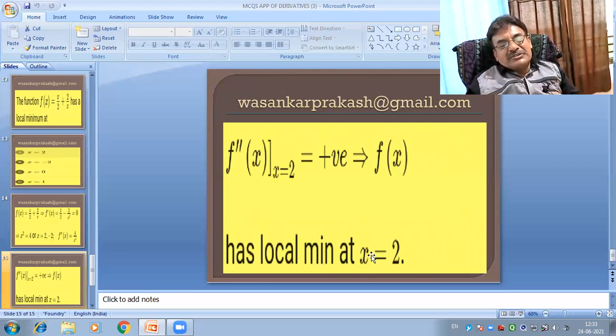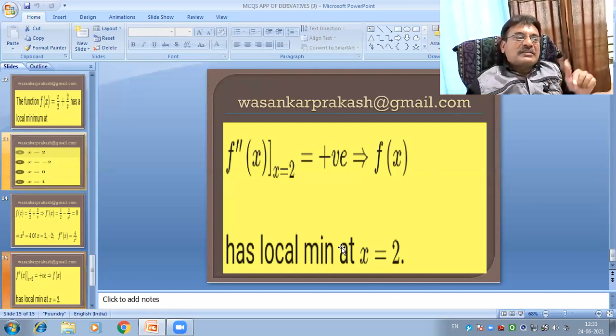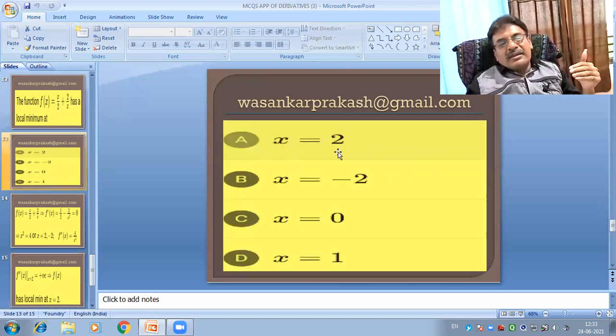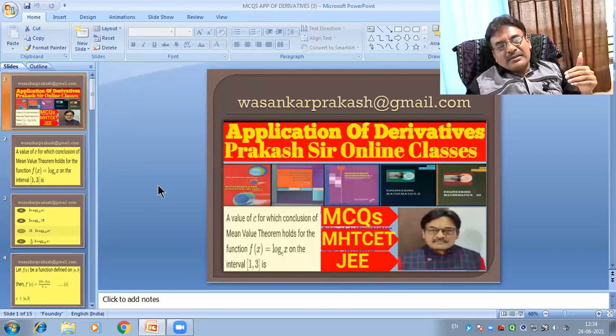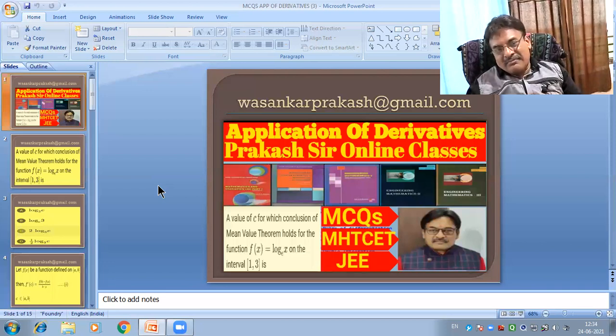Because for this value of x, f double dash of 2 is greater than 0. Therefore the given function f of x is equal to x by 2 plus 2 by x has local minima at x is equal to 2. Therefore here A is the correct option. So in this way we solve the third multiple choice question on maxima and minima.